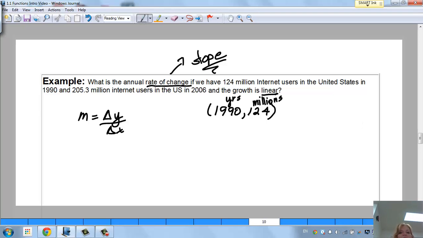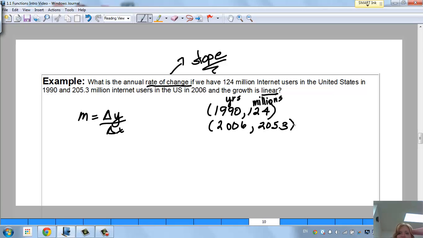So I look at it, okay? There was 205.3 million users in 2006. So here we're going to write 2006, right here. And there was 205.3 million users. Now I can do the slope, but I want to show you a trick before you do this.